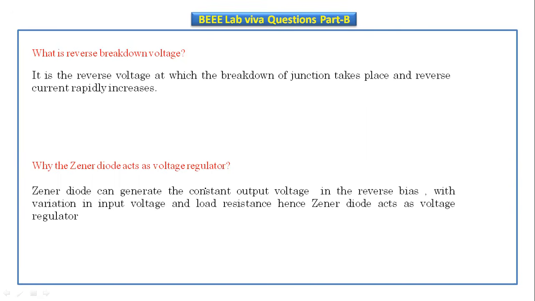In reverse bias, up to a certain voltage, the current increases slowly. After 4.7, around 4.8 volts, the GNR diode's reverse voltage is almost constant, but there is a change in the current here. Current increases, but there is no change in the output voltage. Output voltage is constant. Hence, the GNR diode acts as a voltage regulator in the reverse bias condition.